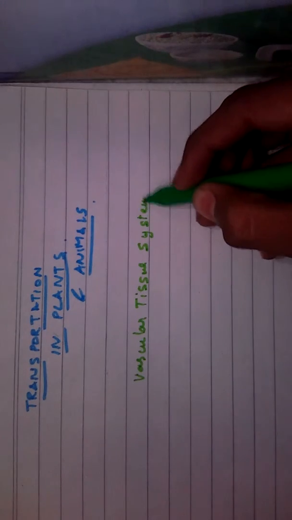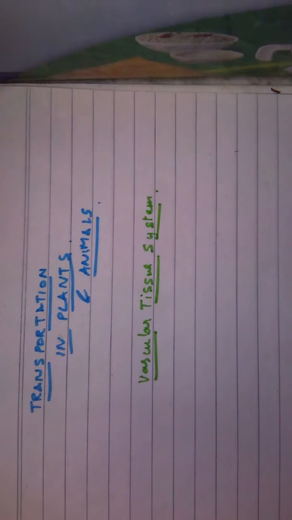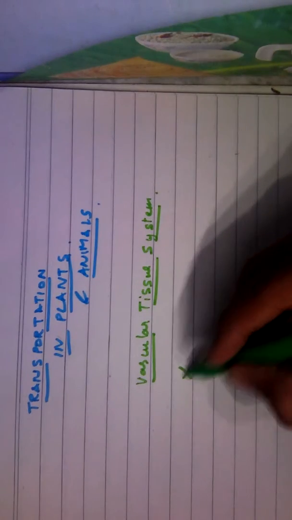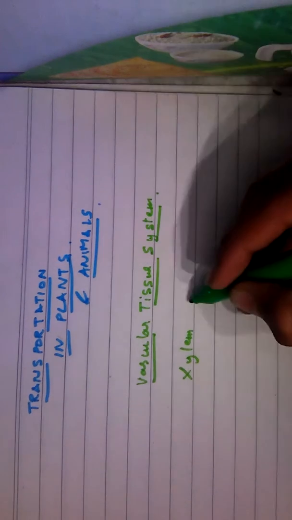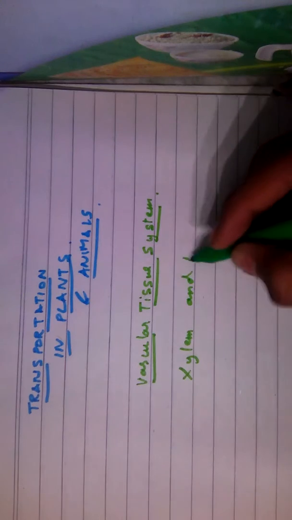Let me write it. What do you mean by vascular tissue system? Plants are living organisms like animals, right? They need water, minerals, and food for their survival. The transport of materials in plants is carried out by two types of conducting tissues. They are xylem and phloem.